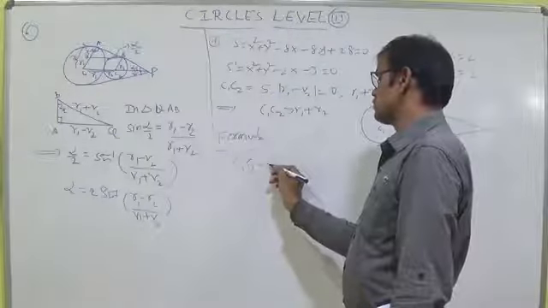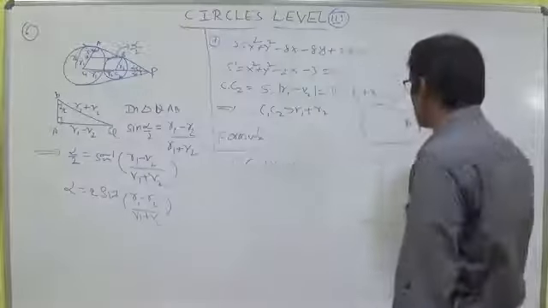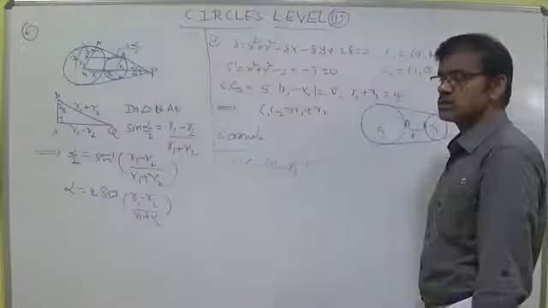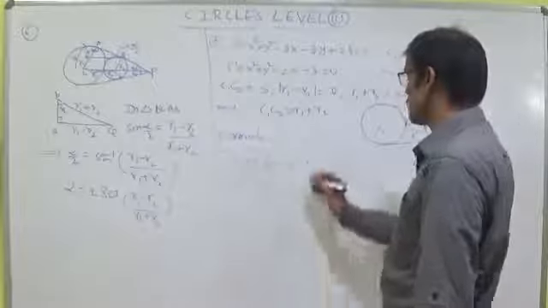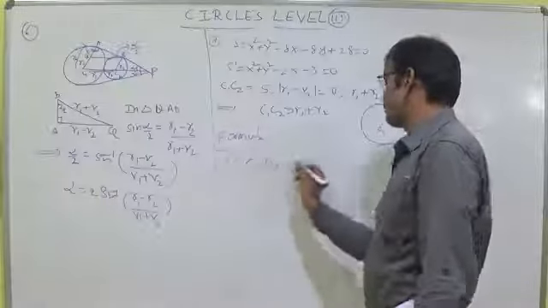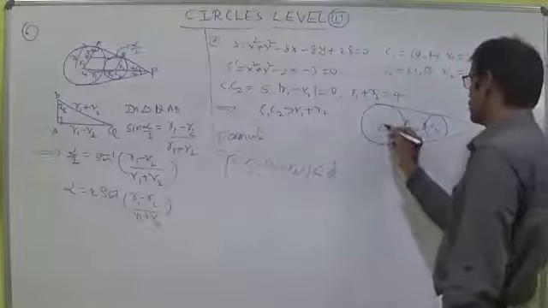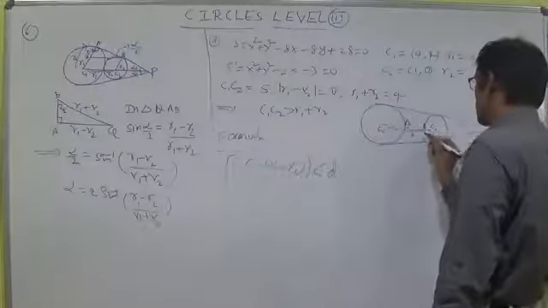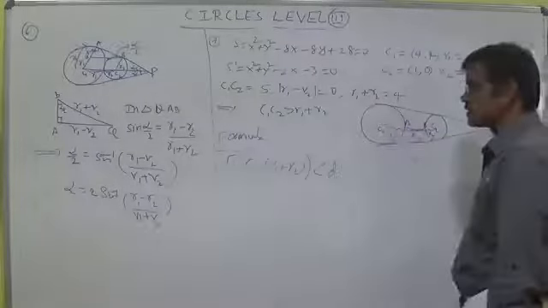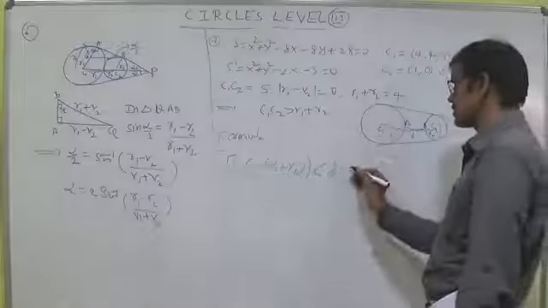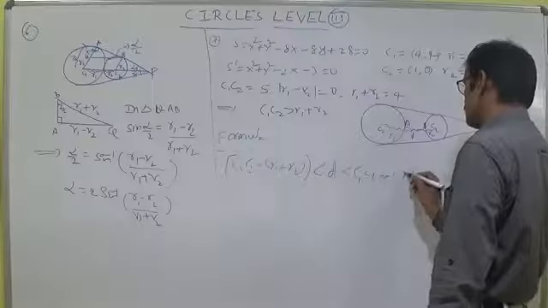C1 C2 minus R1 plus R2, according to the condition of intersecting circles, modulus of R1 minus R2 less than C1 C2 less than R1 plus R2. Modulus of C1 C2 minus R1 plus R2 less than D, whatever the distance between the points in C1 and C2. Try to understand. This is R2, this is R1. Distance C1 C2 minus R1 plus R2 less than D less than C1 C2 plus R1 plus R2.